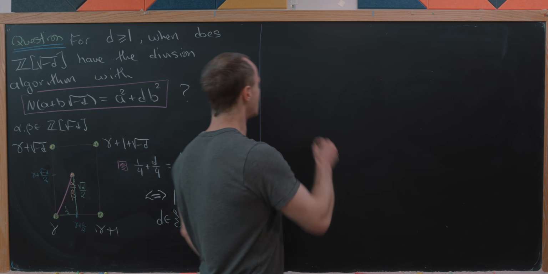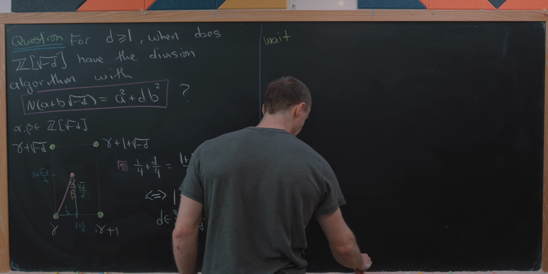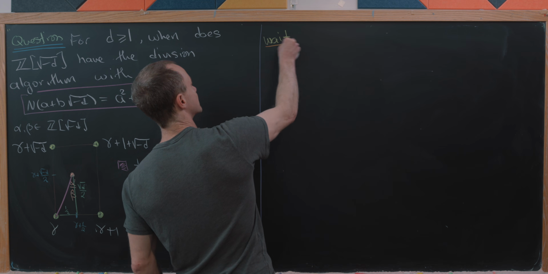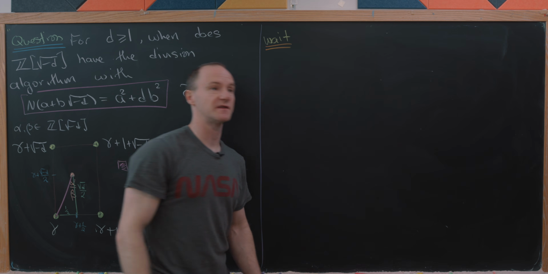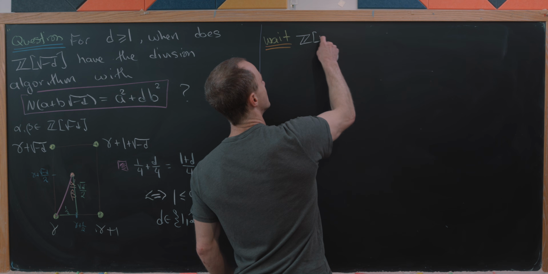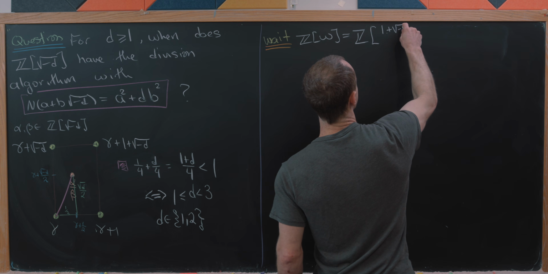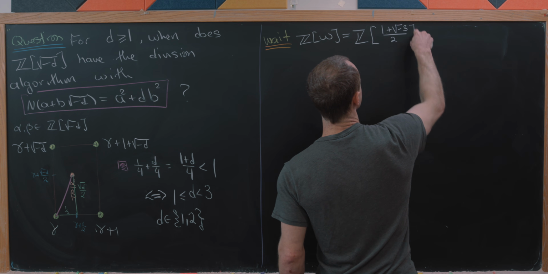But now the eagle-eyed among you might notice that we had something involving the square root of minus 3, but that was with the Eisenstein integers. Let's recall that Z[omega] was equal to Z adjoin (1 plus the square root of minus 3) over 2.